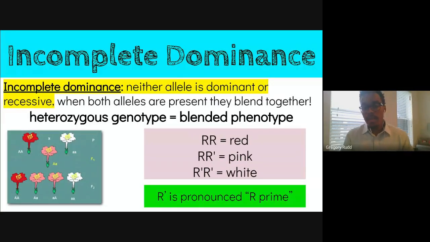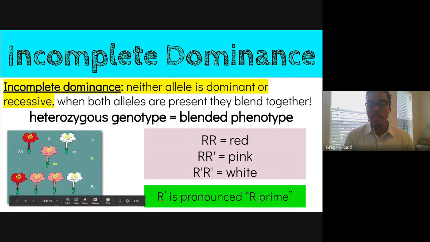So to do this, we typically don't use a capital and a lowercase letter. We reserve capital and lowercase letters for complete dominance. To indicate incomplete dominance, we use an apostrophe for the recessive allele. It still gets a capital letter, but it gets a capital letter with an apostrophe. And we call that prime. We call the apostrophe prime. So if I have R apostrophe, then I would say R prime.